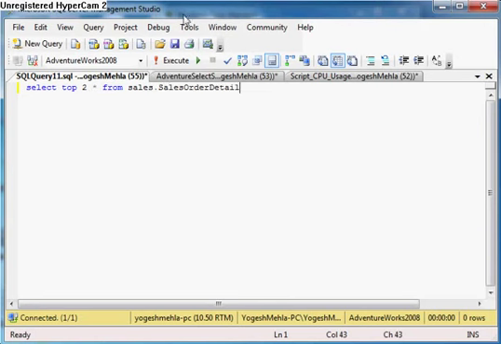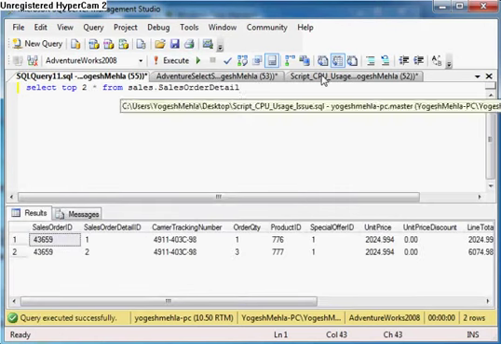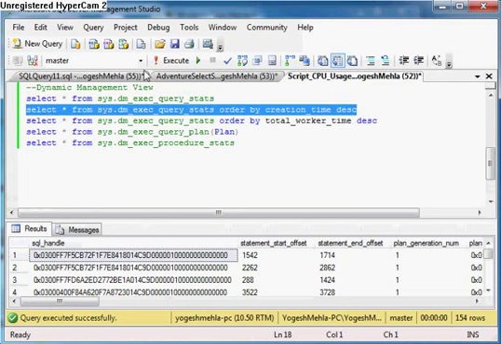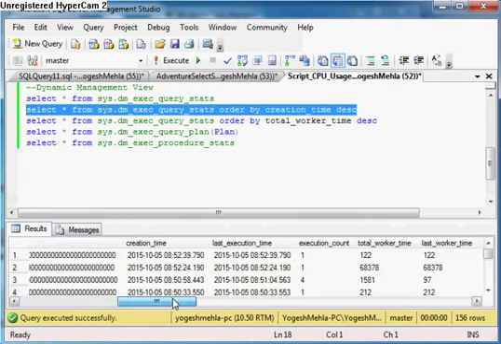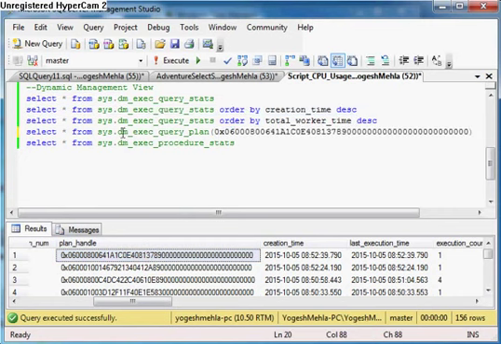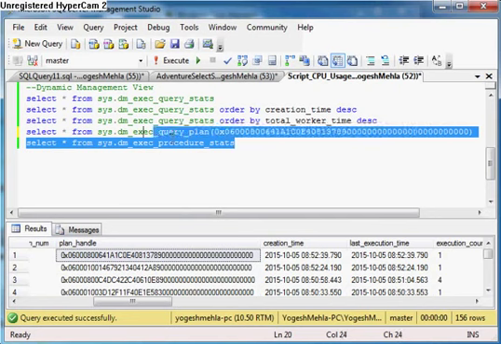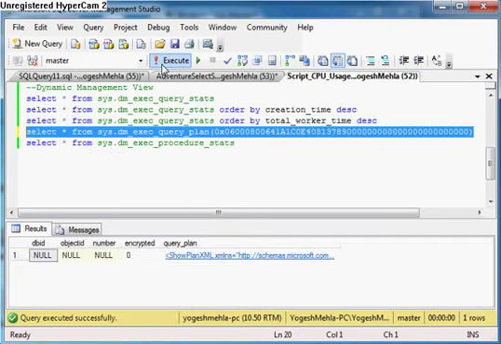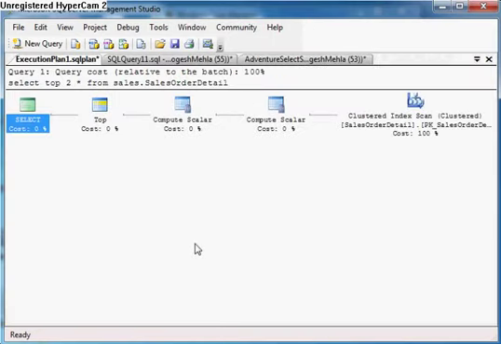Now let me show you one more thing: select top 2 star from sales order detail. If I execute this query and go into this view and order by creation date descending, I will find one query, one execution plan. This is the plan handle. I just copy this plan handle. I have one more DMV, the execution query plan function, and I pass this as a parameter and execute it. I get the plan. If I open it, this is the plan for select top 2 from sales order detail.